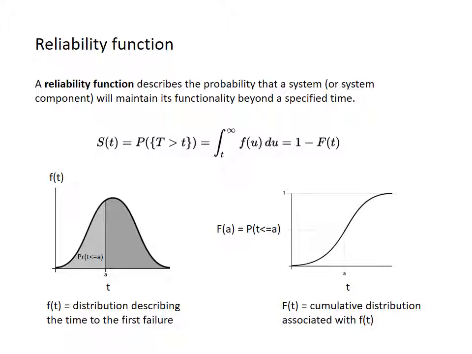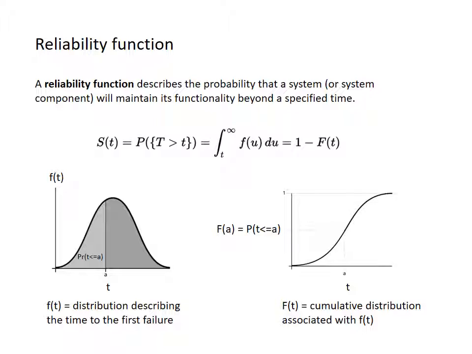So there's a whole field and a range of subfields that deal with modeling failure rates and system reliability. And one of the common ways of thinking about modeling failure rates and system reliability is using what are called reliability functions. And these are functions that describe the probability that a system or system component will maintain its functionality past a certain time. And so we start with a probability density function, which is shown in the bottom left.